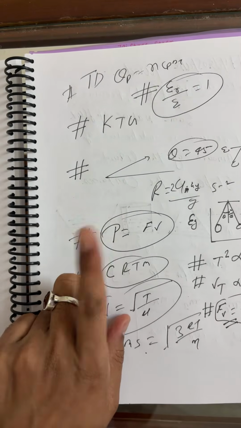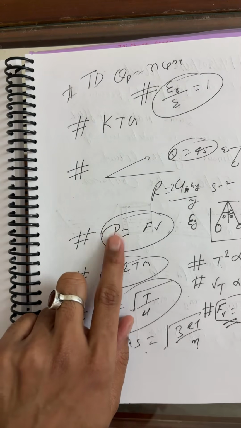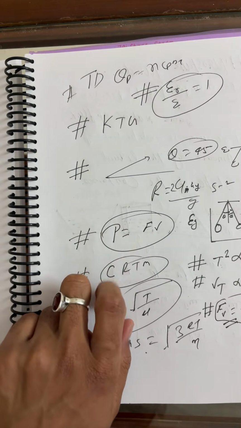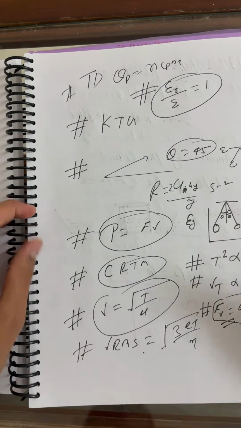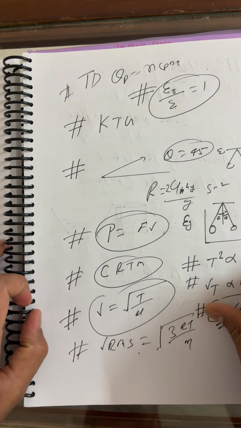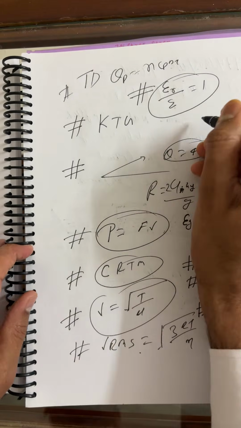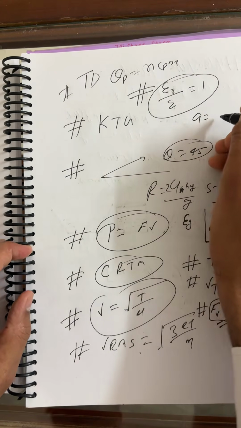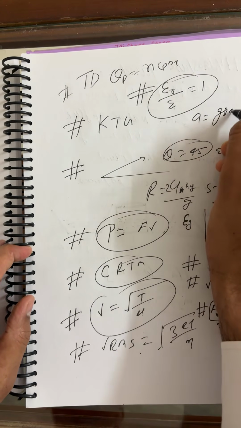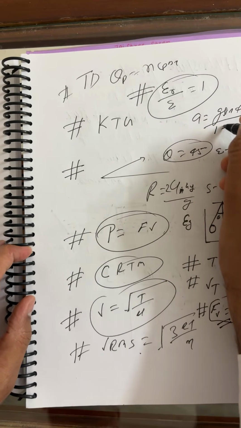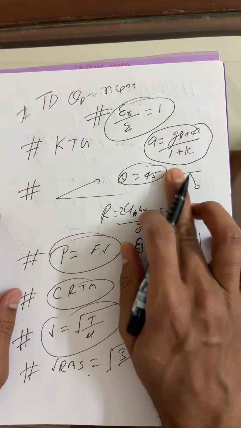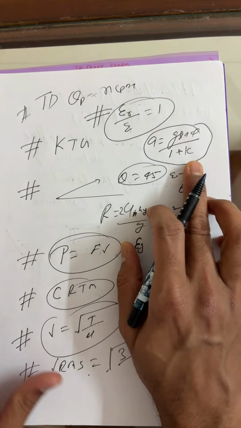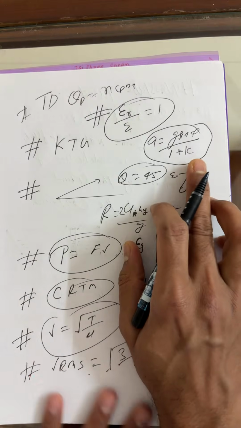Till now they didn't ask one thing: sliding on a plane. Yes, you are also correct, they didn't ask any single question on rotation on an inclined plane. We remember this formula here, the acceleration formula for an inclined plane: a is g sine theta upon 1 plus k. They didn't ask this formula, they can ask this formula.